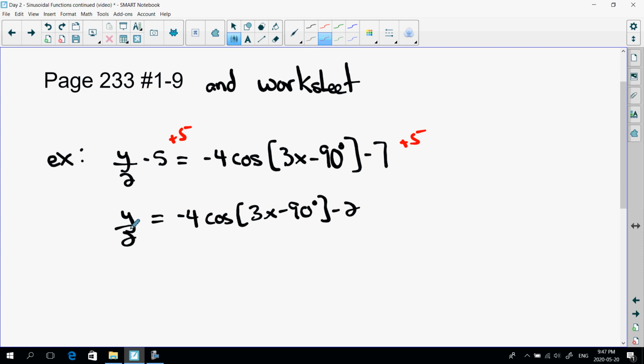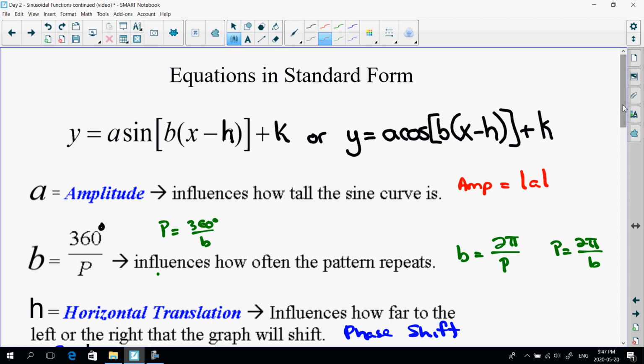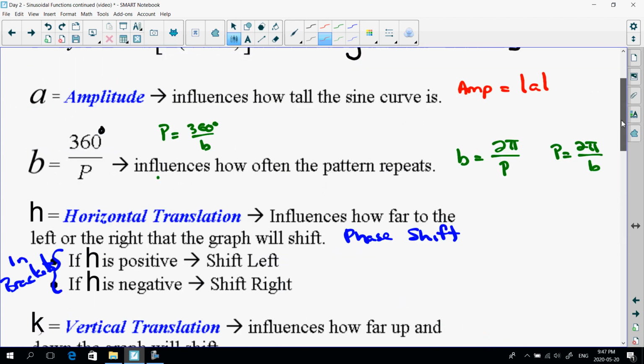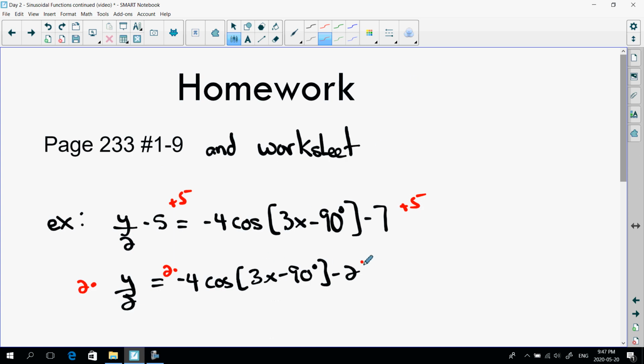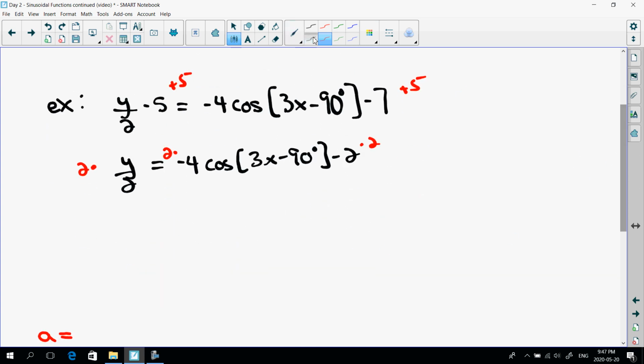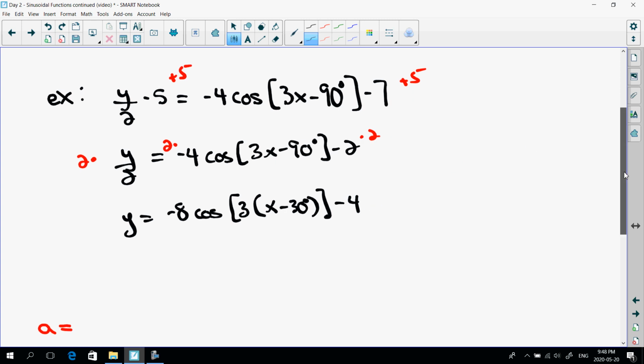Now, I am going to get rid of the divide by 2, I'm going to multiply by 2. Keep in mind, I'll do the same thing. Remember in the last example, I divided the a and the k by 2. So when I multiply, same thing's going to happen. I'm going to multiply the a and the k by 2. So this would leave me with a y equal to -8 cos. And I'm going to do this right now. Okay, I'm going to factor out the 3. 3x divided by 3 leaves x. -90 divided by 3 leaves -30. Close the brackets twice. And then don't forget to multiply this -2 by that 2 here. So now it is in standard form.